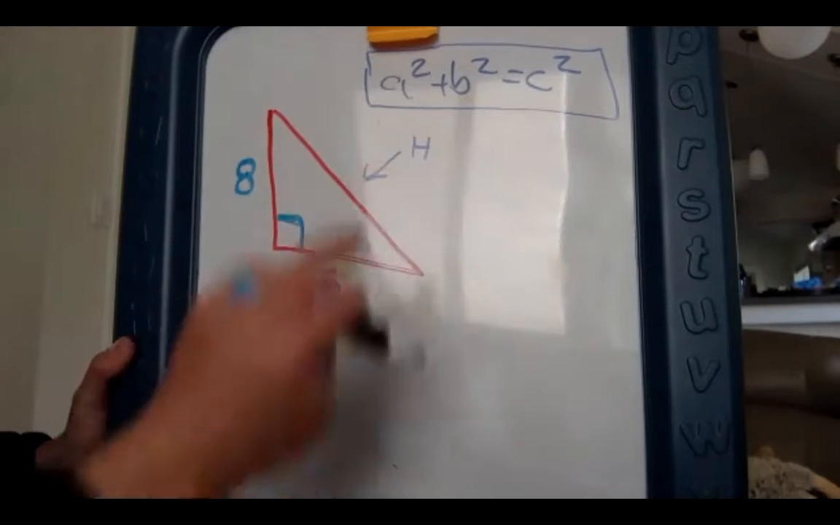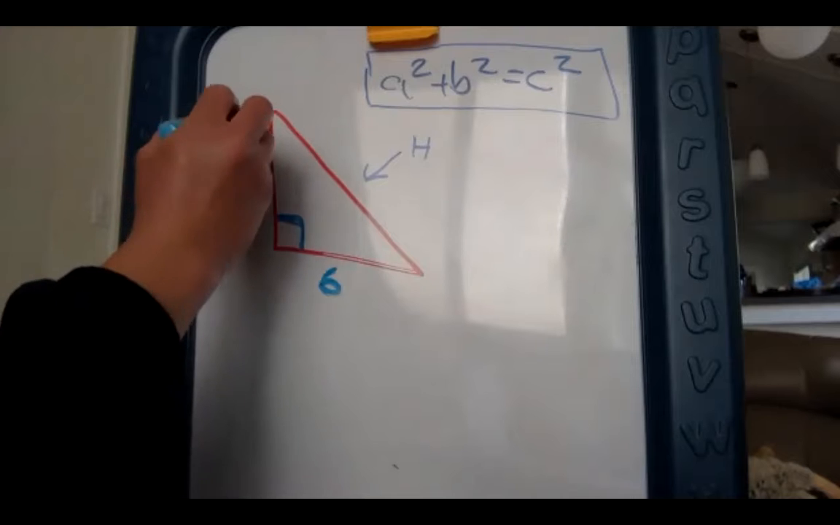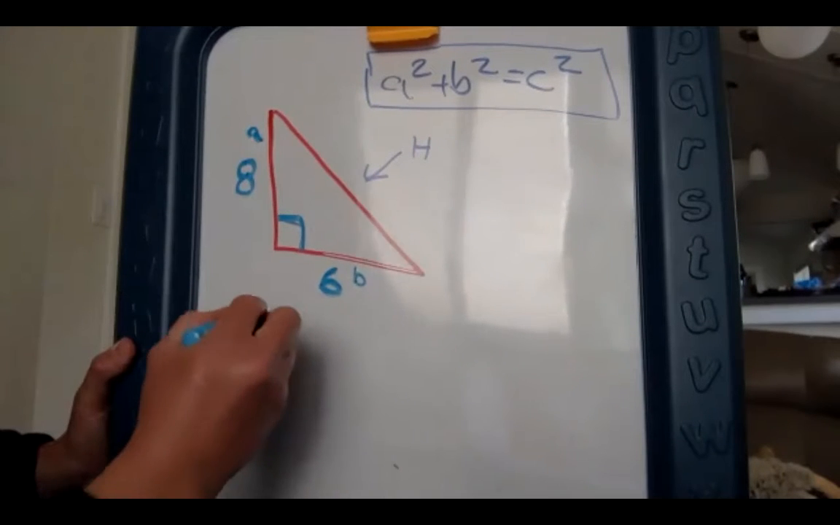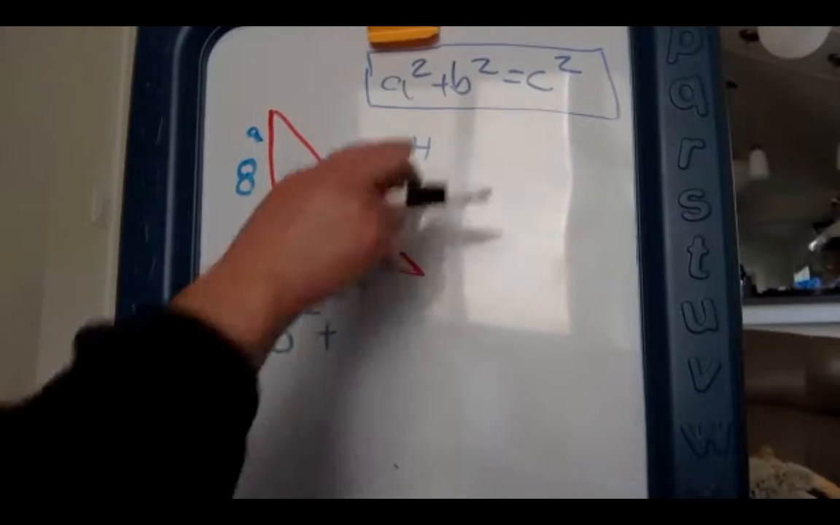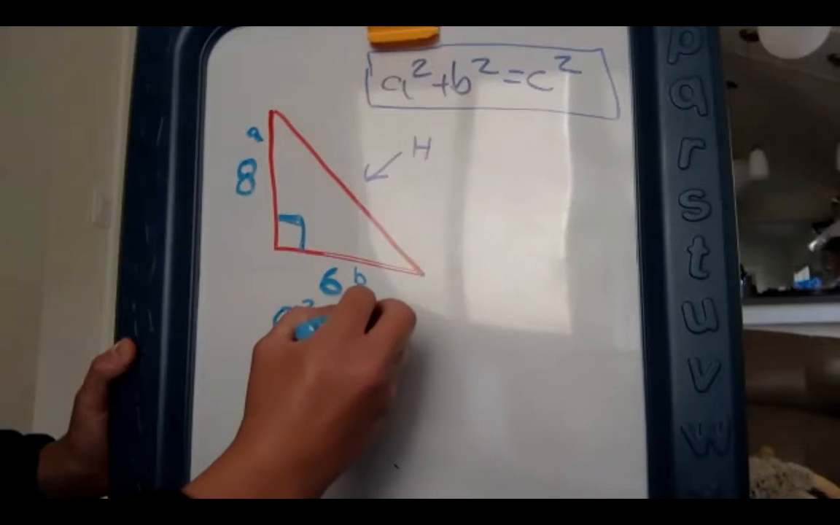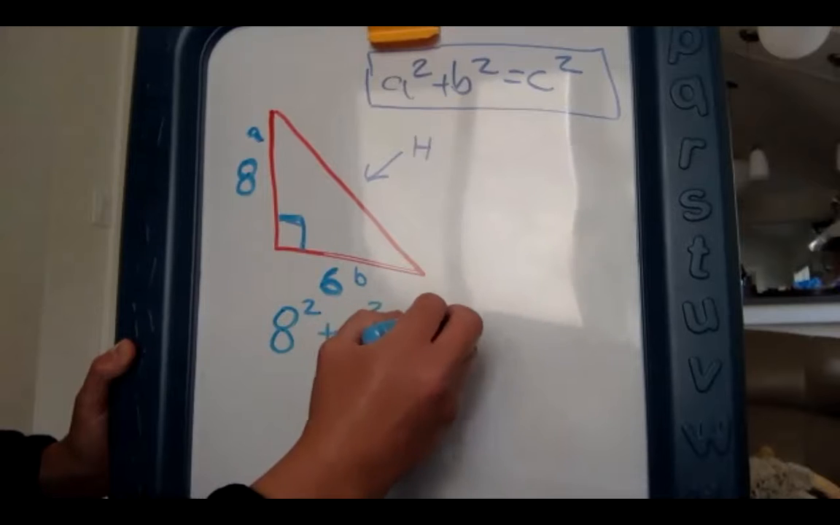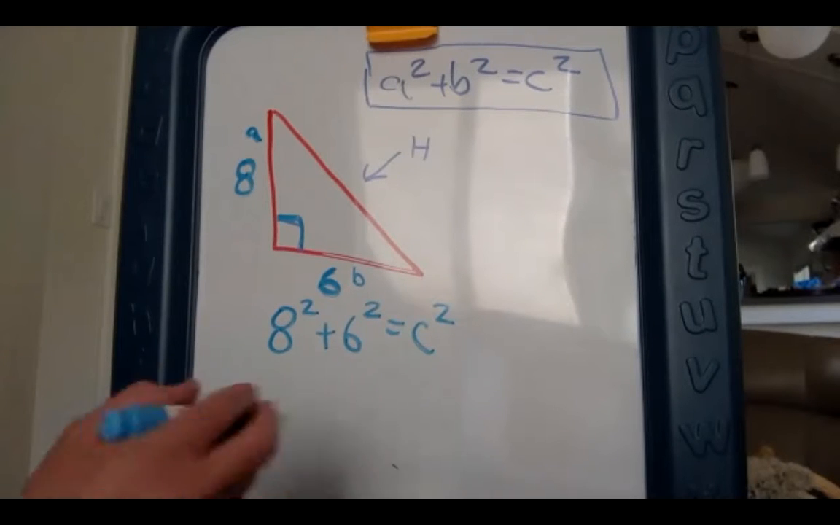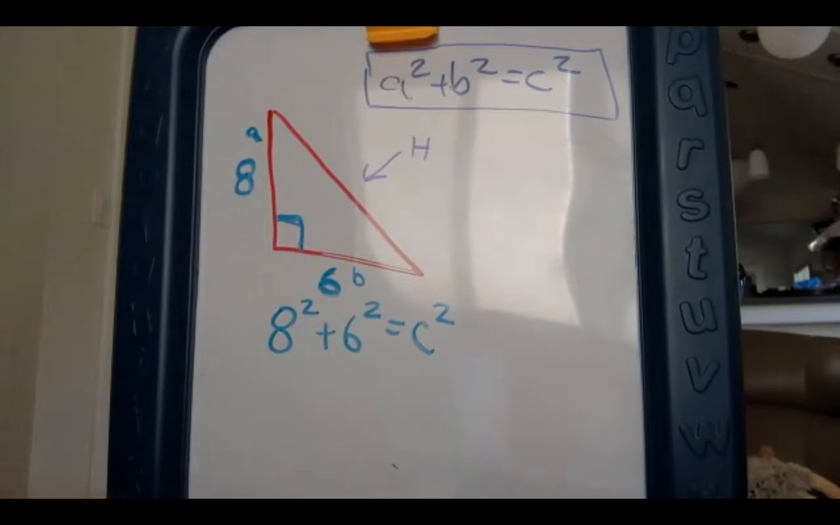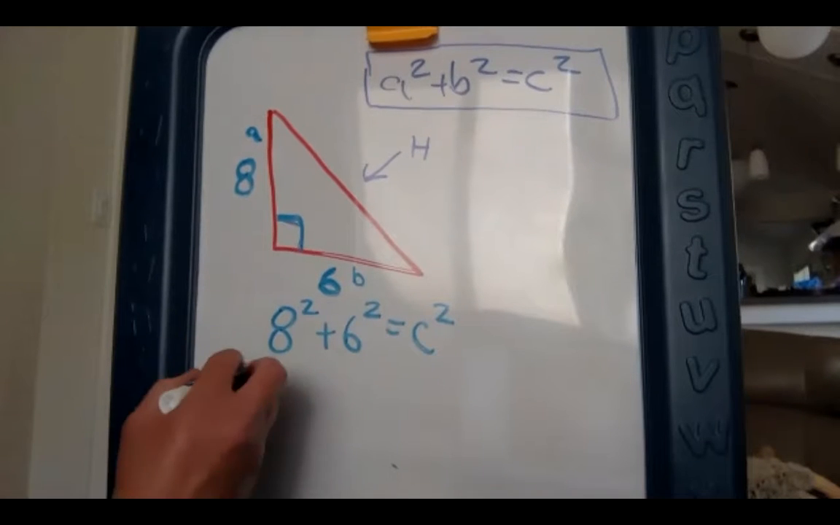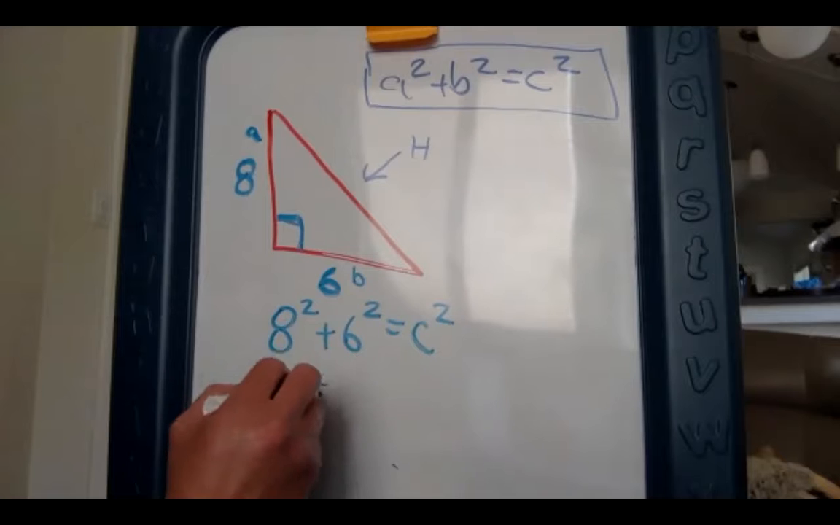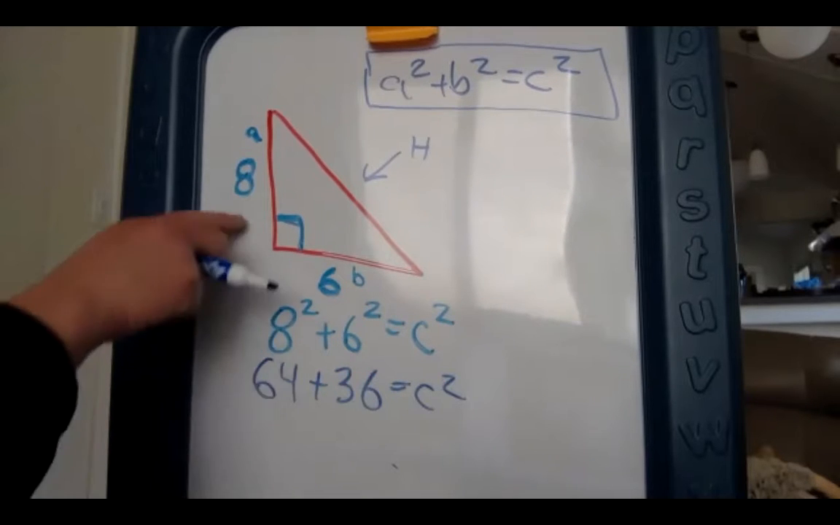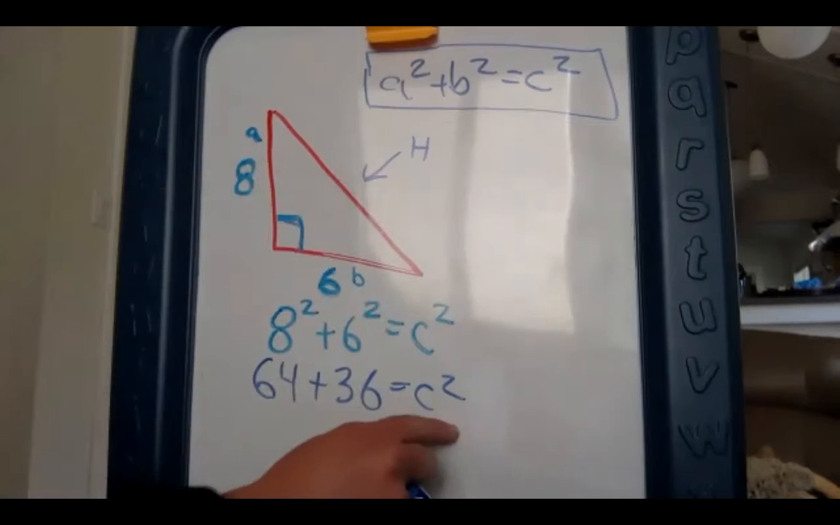So let's take a look at this. Let's say that this is A and this is B, and let's fill this in. So we have 8 squared plus 6 squared equals C squared. So what we've done is just filled in the start of this. Now I'm going to take this a little bit further and solve for these squares. So 8 squared is going to give me 64. 6 squared is going to give me 36. C squared is what I'm trying to figure out. That's the only thing in this triangle that I don't know. So it's C squared.